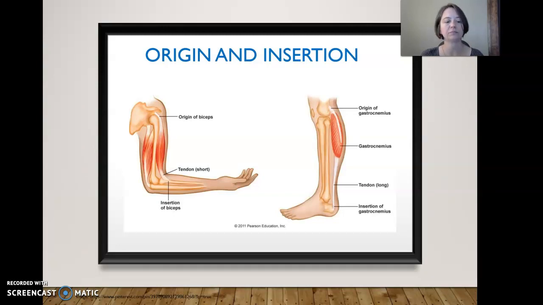All right, let's look at some origins and insertions. As we talked about the biceps brachii, its origin is on the shoulder, on the scapula, and its insertion is on the radius, and when this muscle contracts, it brings your bone up, your forearm. And then over here on your gastrocnemius, your calf muscle, the origin is on the femur, and the insertion is on the calcaneus bone. So when it contracts, you're going to bring your foot up closer to the femur bone.